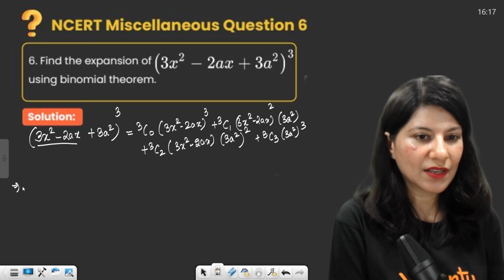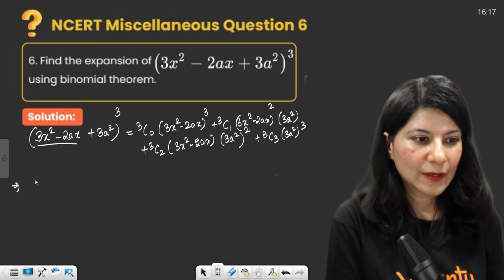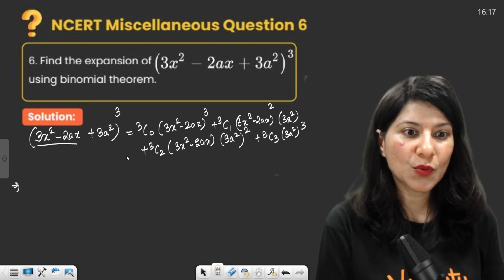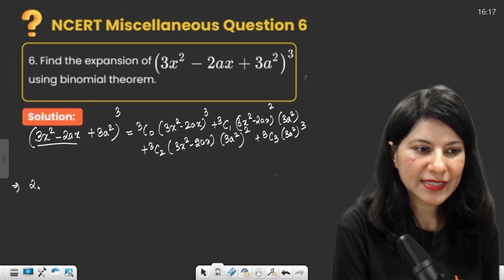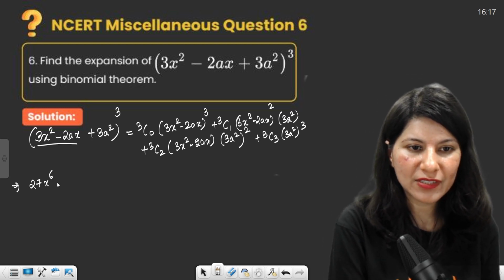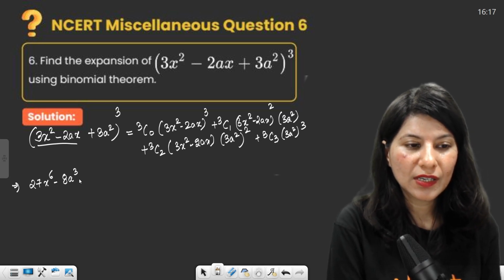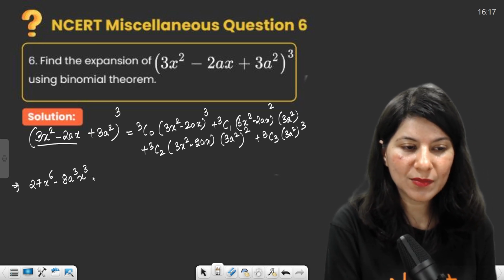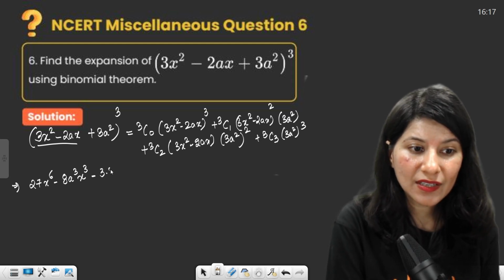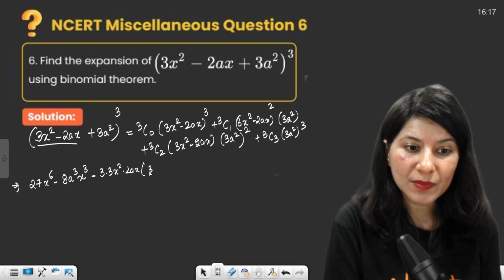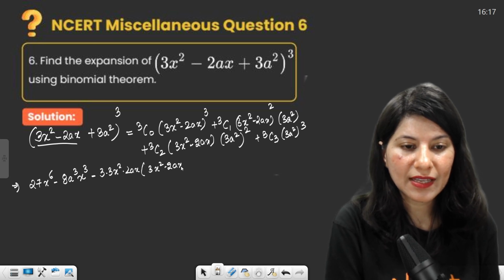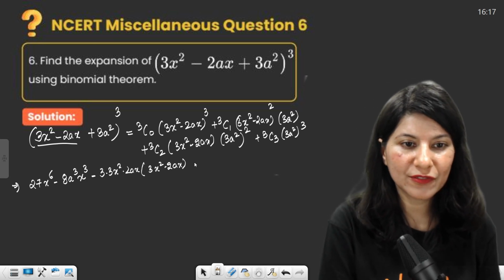Okay, let's expand now. 3C0 is anyway 1. So (3x square minus 2ax) whole cube. (a minus b) whole cube: a cube, so 27x power 6, minus b cube, 8a cube x cube, minus 3 times ab (a minus b), (3x square)(2ax). That's it. Okay, this is the first term.